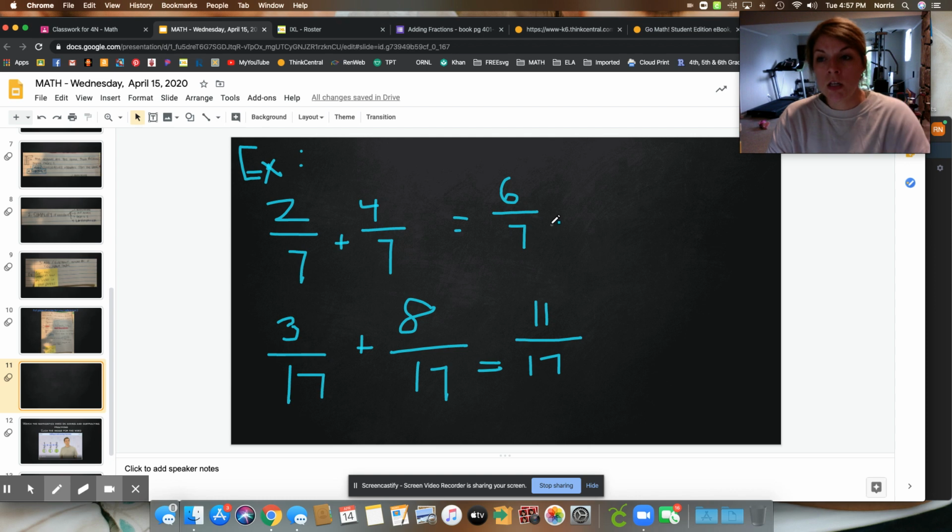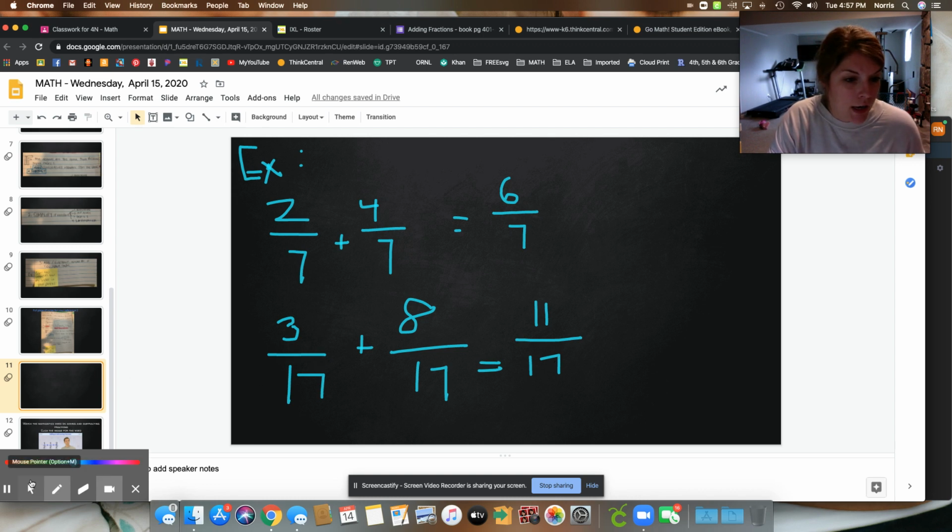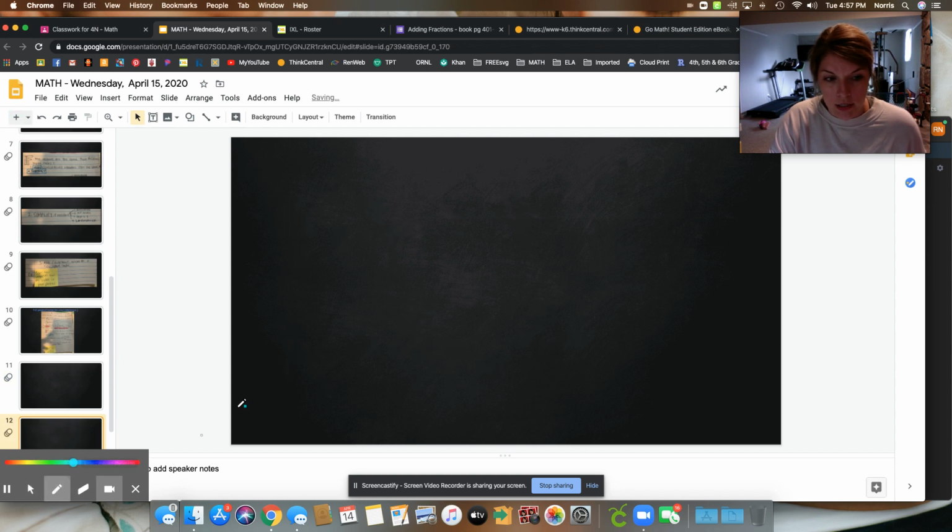Now, think about simplest form here. So do I need to simplify my answers? Well, 6/7, if I remember my tricks, they are 1 away. So no, they're already in simplest form. Let's come down to 11/17. If I go into my journal and pull out my prime and composite chart, I would see that both 11 and 17 are prime, so they are in simplest form as well, okay? All right, let me get another blank slide.